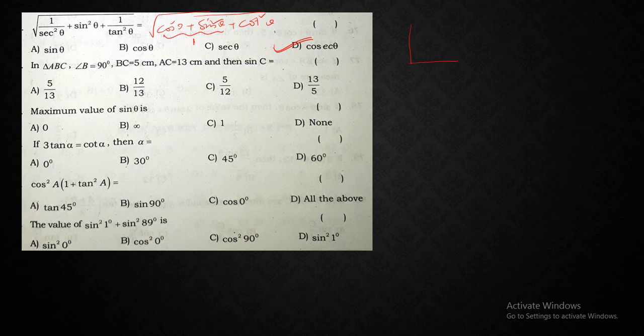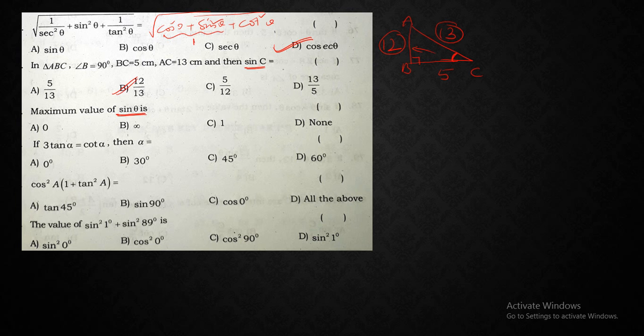Next question. So there is a right angle triangle. Angle B is equal to 90 degrees. And what has he given? BC is equal to 5, AC is equal to 13. So by using Pythagorean triplet, AB will become 12. Now what did he ask? Sin C. With respect to this angle, this is opposite side and this is hypotenuse. So 12 by 13. So answer is 12 by 13.